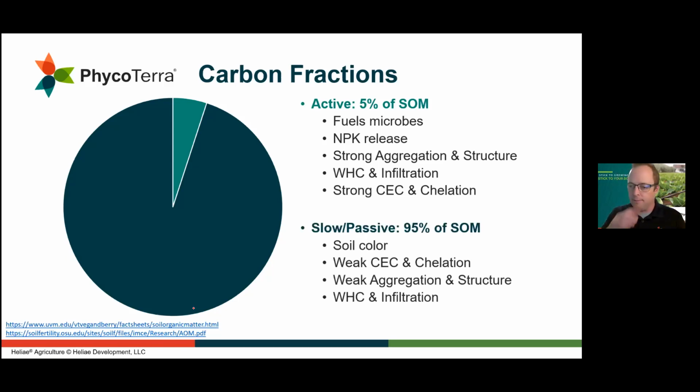The passive carbon, which is the majority of what you're seeing on a soil report, is super useful. It's the stuff that we think about with carbon sequestration. It's the stuff we think about with some of these broader soil properties, like how dark is the soil. That's a slower, more passive carbon pool. It's the majority of your organic matter reading, but it doesn't have nearly as much utility as the active carbon fraction does. It has a weaker influence on exchange and complexation and chelation, and a weaker influence on structure and water relationships.